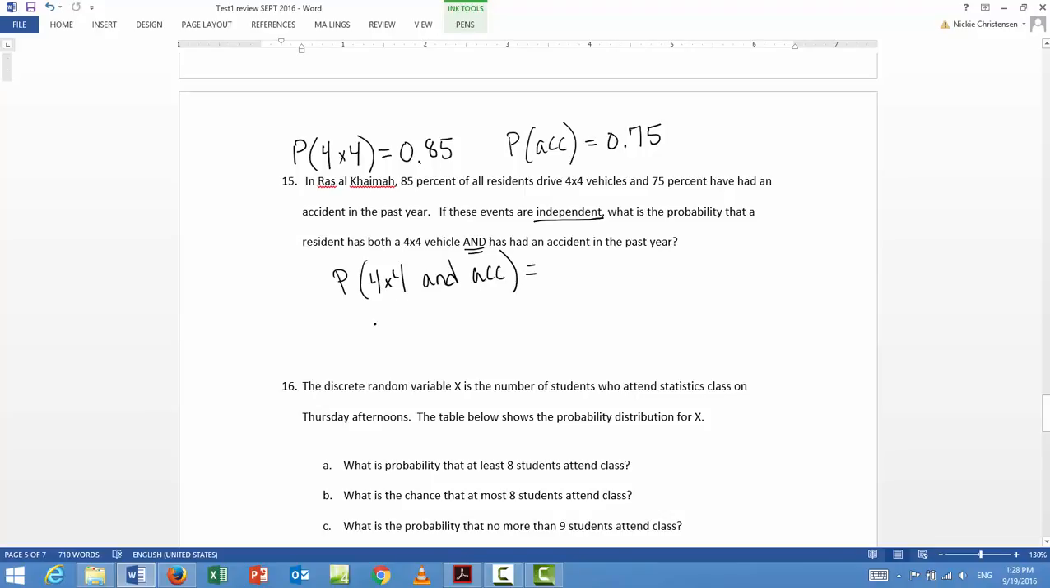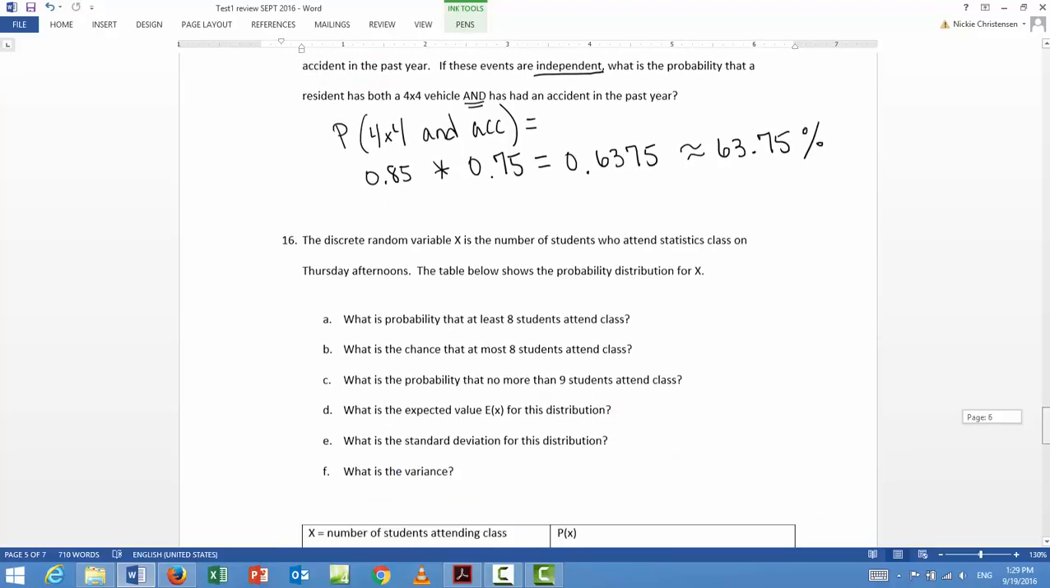The probability of 4x4 is 0.85, and means times the probability of accident is 0.75. Okay, and then if we multiply those across, we're going to get 0.6375. So if you've been doing it as percentages, that would be approximately 63.75%. And remember, probability can be a decimal, it can be a percentage, and it can be a fraction. So either of these answers are okay. Okay, on to question 16.